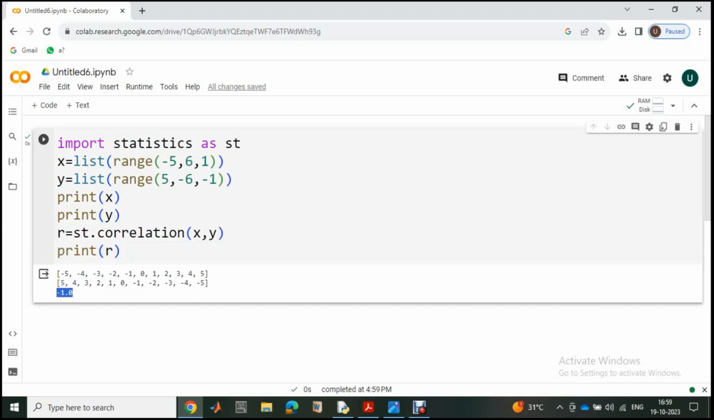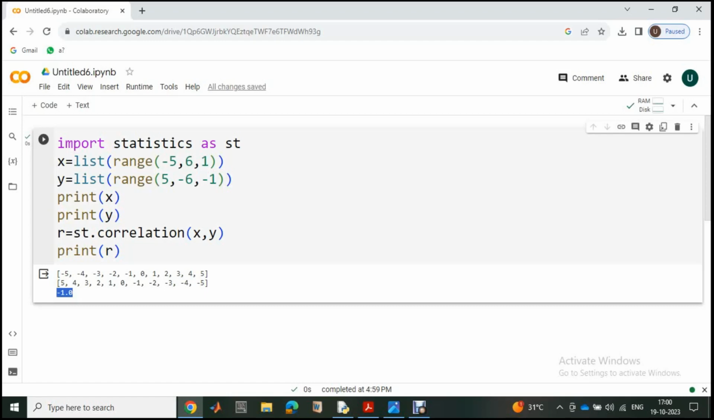So they are negatively correlated. If x is increasing and y is decreasing, or if y is increasing then x is decreasing, both are oppositely correlated; this is called negative correlation. We can say they are correlated, but the type of correlation is negative. If you are getting +1, it is a positive correlation. If you are getting -1, it is a negative correlation.